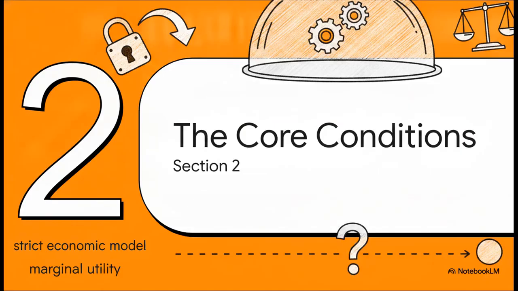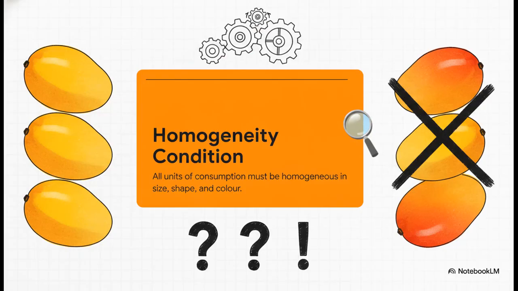Moving right along to Section 2, the core conditions. So, the crucial point is that for this economic law to actually work, it requires a heavily controlled environment. You can't just apply it randomly. The very first assumption is the homogeneity condition. This means every single unit you consume has got to be absolutely identical in size, shape, and color. You can't switch things up halfway through.